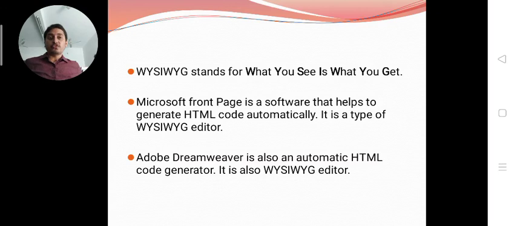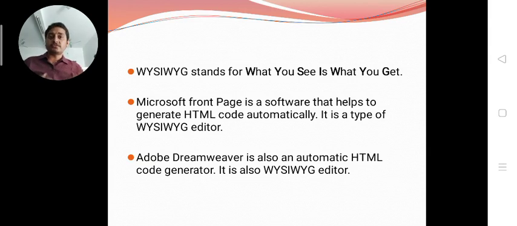Microsoft FrontPage is a software that helps to generate HTML code automatically. It is a type of WYSIWYG editor. In our last slides we discussed text editors. Here we write the HTML tags, but with that software, used to write the HTML codes, we cannot see how the page will look, what the formatting and the structure are. We will not be able to see that with the help of text editors. So to see that, we require a web browser also.